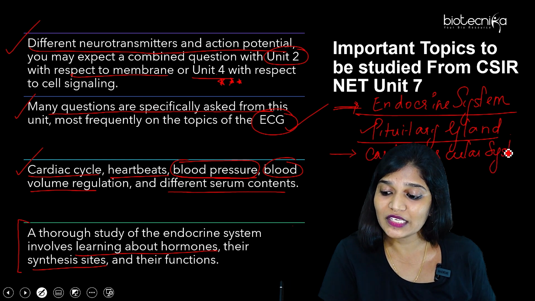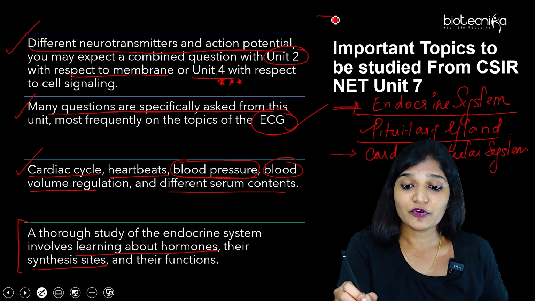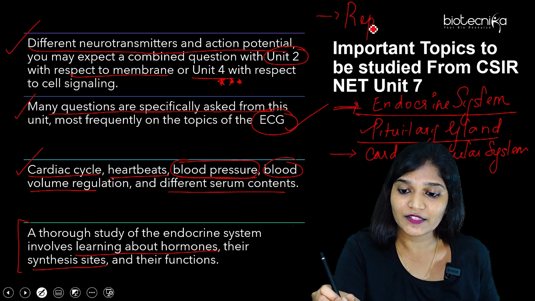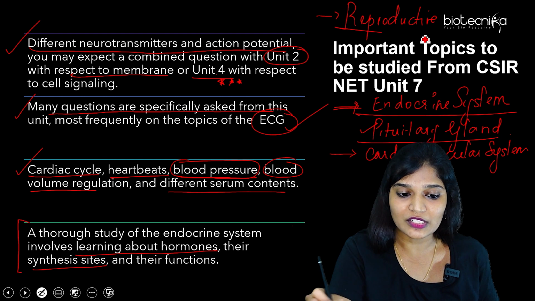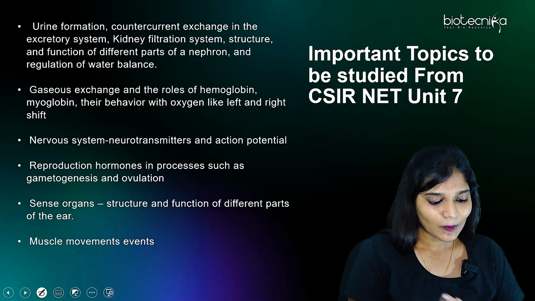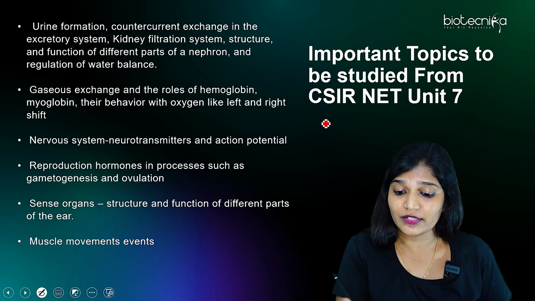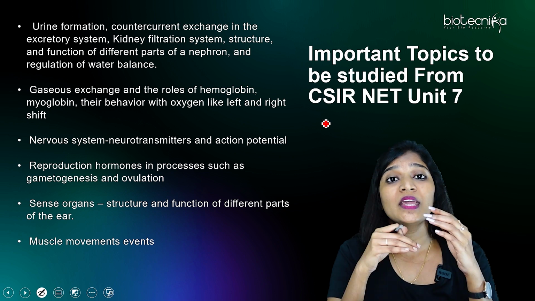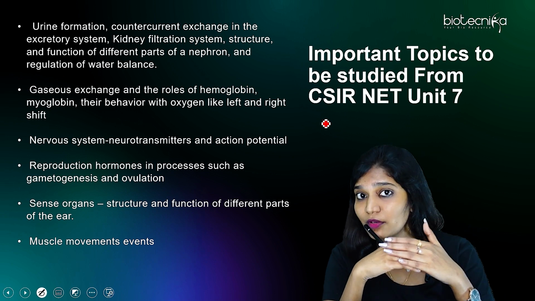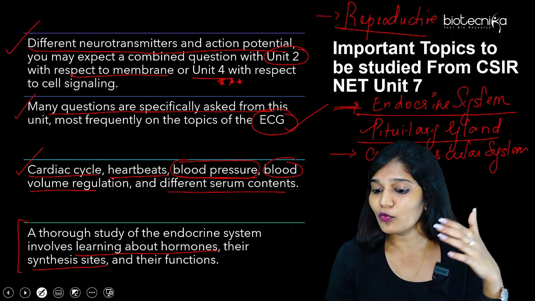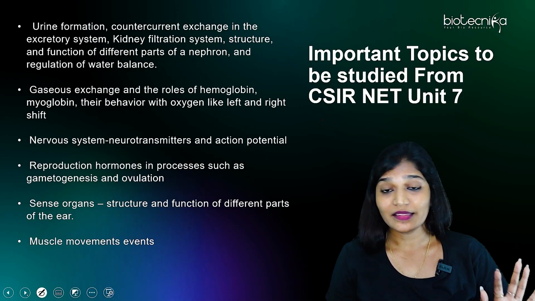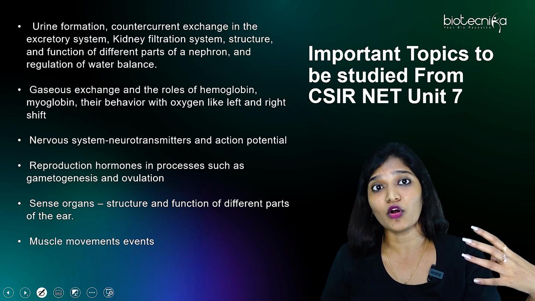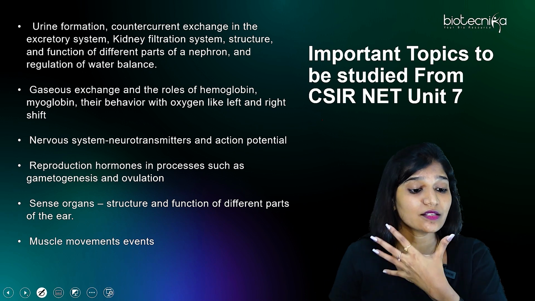And then you can proceed on with the reproductive system. In case of males and females, you can just concentrate on that. Okay. Next is the excretory system. So first you can concentrate on the endocrine system, and then you can move in for the cardiovascular system and then the reproductive system, and then you can move in for the next important topic, which is going to be the excretory system.